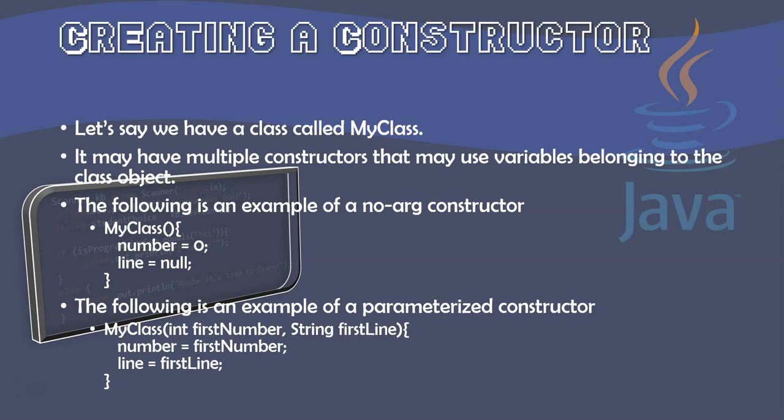Now this example shows a parameterized constructor. So here I'm again creating MyClass, int firstNumber, String firstLine. We have one for number and line correspondingly. So number instead gets set to firstNumber and line gets set to firstLine. So whatever the programmer is inputting here for these two values is what's going to be determining what goes into my class.